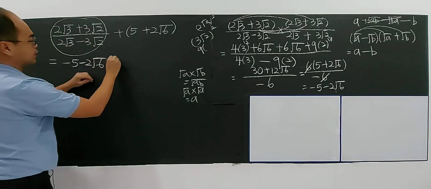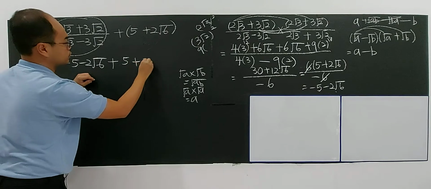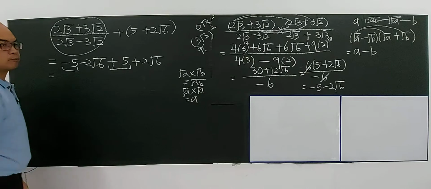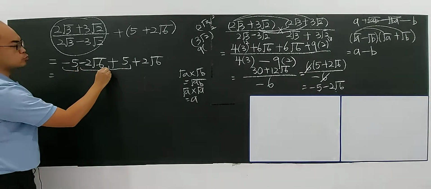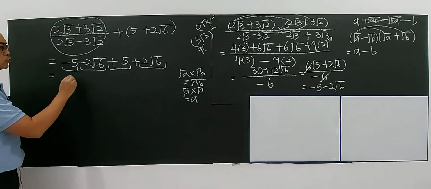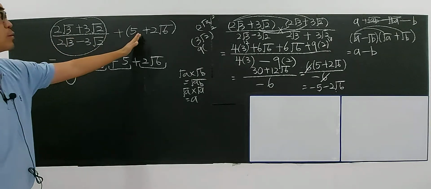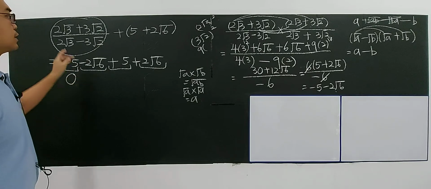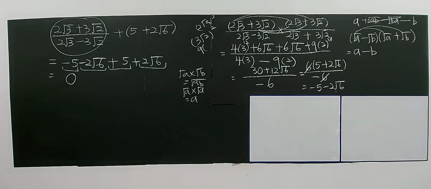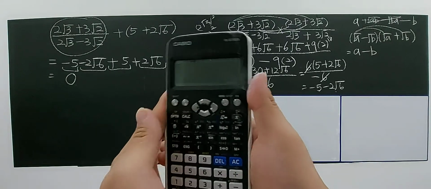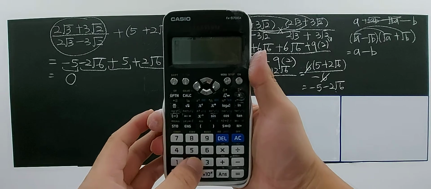For this, plus 5 plus 2 square root of 6. Then you can see that negative 5 plus 5 cancels out, becoming 0. Negative 2 square root of 6 plus 2 square root of 6 is also 0. So you will get 0. After you simplify, you may wonder, how come you add two numbers and get 0? Because there is a surd here, we can't see it easily. So you can use the help of a calculator to evaluate. In an exam, you can know the answer before you start multiplying.